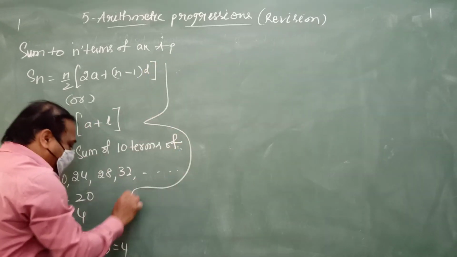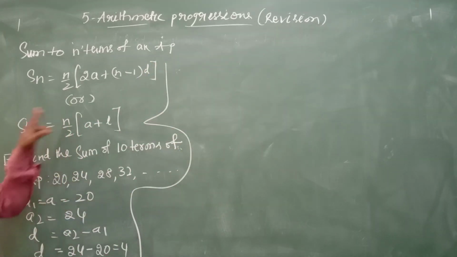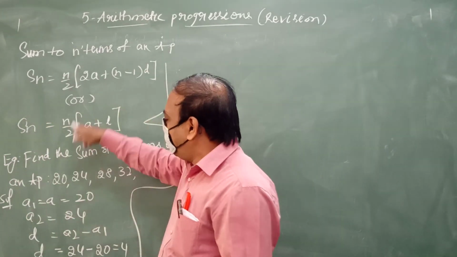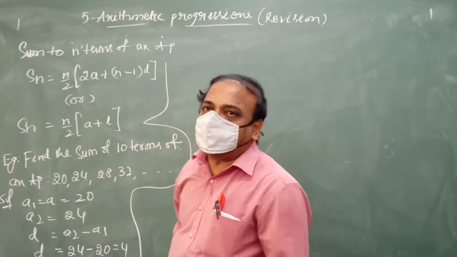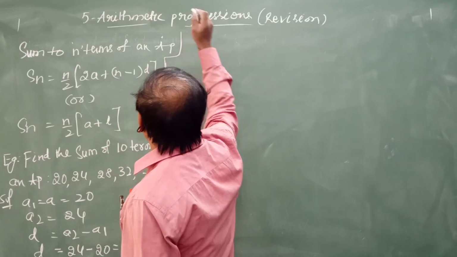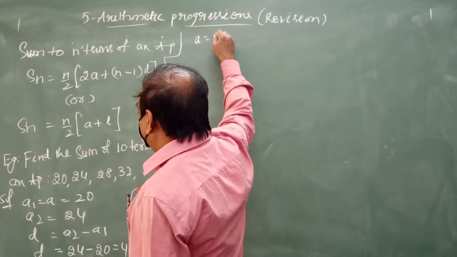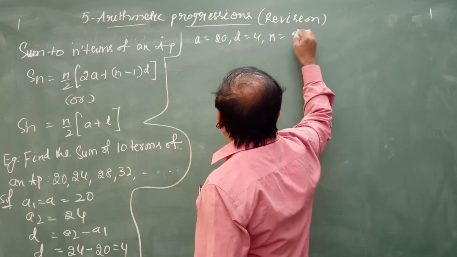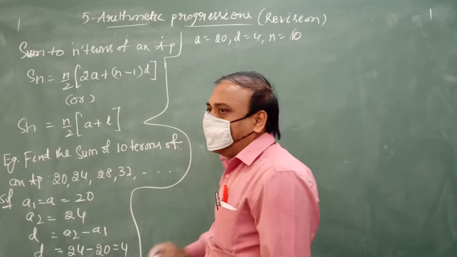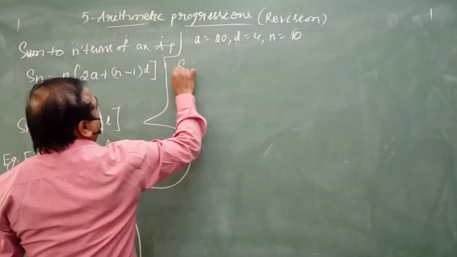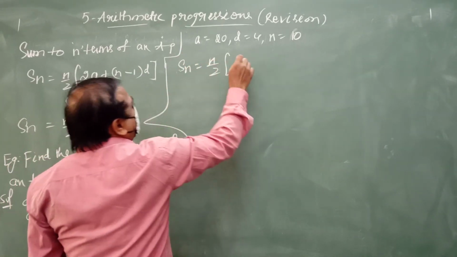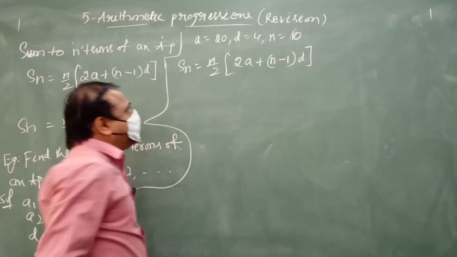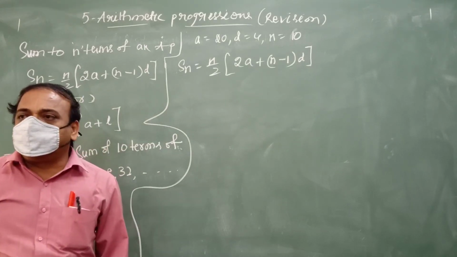Now, which formula can we use of these two? First one or second one? First one. So the d value we know, the a value we know, and the number of terms. Find the sum of 10 terms. So a is equal to 20, d is equal to 4, n is how much? 10. We have to find the sum of 10 terms. So the Sn formula is n by 2 into 2a plus n minus 1 into d.